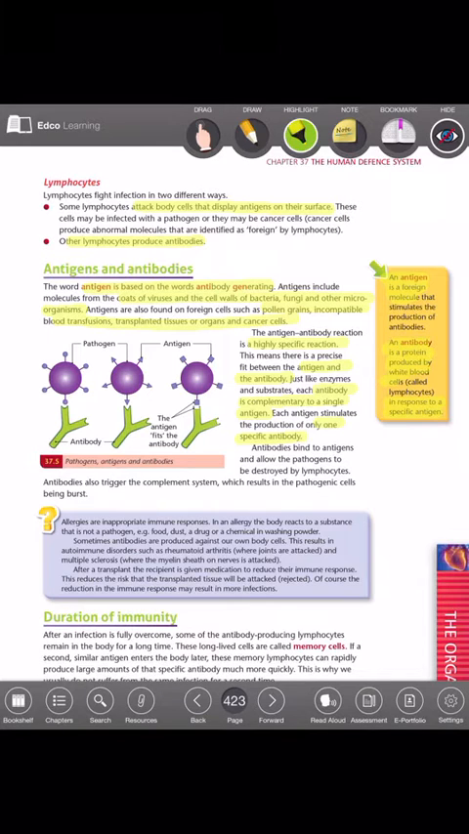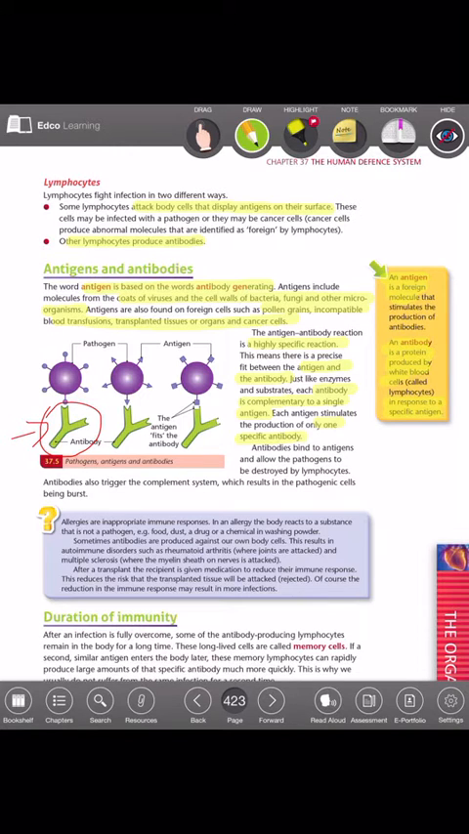So your antibodies here, if we just have a look at this diagram. Okay, so your antibody is the Y-shaped object here, and they help to bind to the specific proteins which are located on the coat of the virus or, let's say, the cell wall of bacteria.